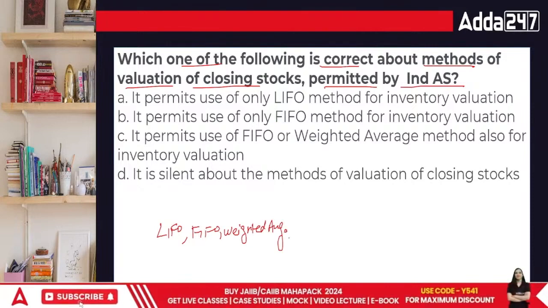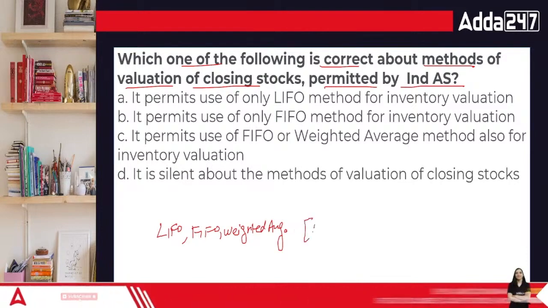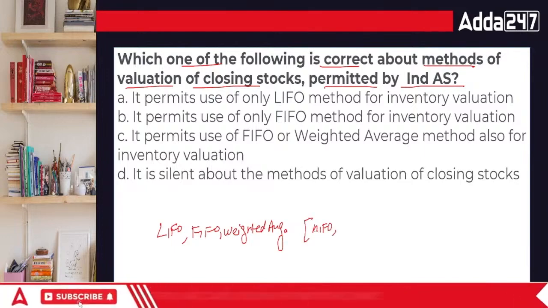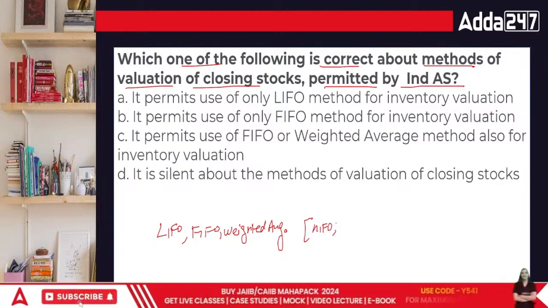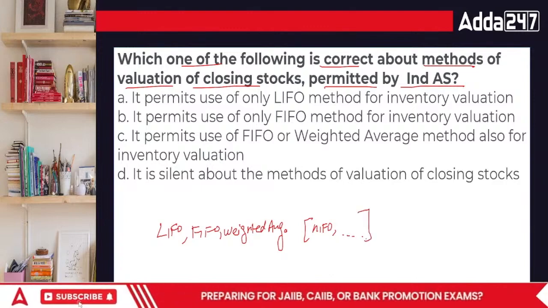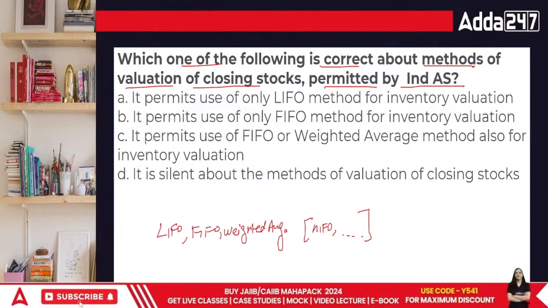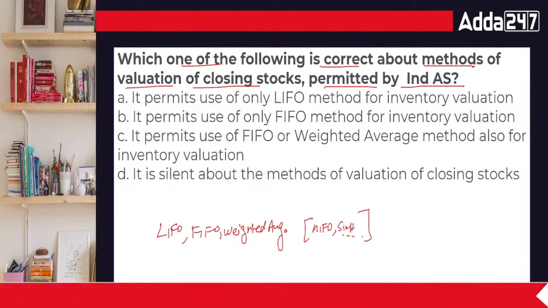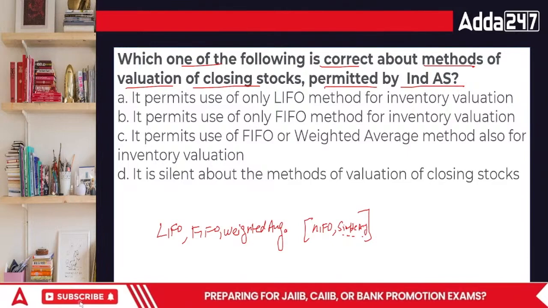LIFO, FIFO, weighted average. There are many other methods as well. HIFO, this is highest in, first out. I think there are almost 10, 11 more methods other than HIFO. There is still a lot of other methods. The simple average based, this is weighted average. There is simple average as well. There are other different methods which are used.